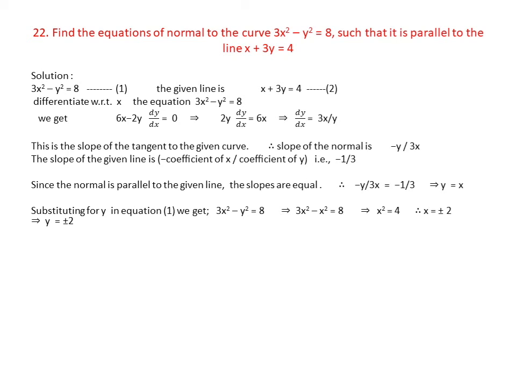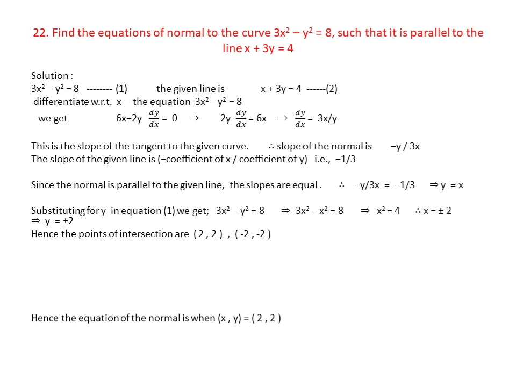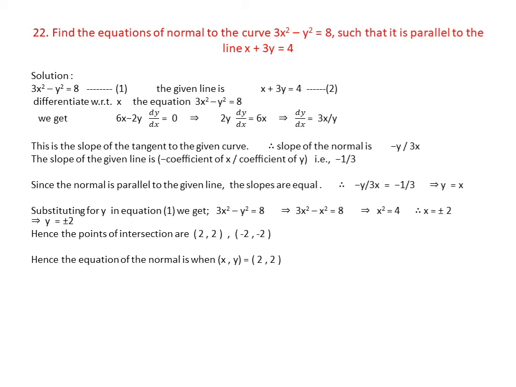Now when I say that the first slope and the second slope are equal, I get the condition as y equals x. Now I'm substituting the value of y in equation 1. When I do that, I get the corresponding value of x as plus minus 2. Now when x is equal to plus minus 2, I get the corresponding value of y as plus minus 2. That means the points of intersection are coming out to be (2, 2) and (minus 2, minus 2).